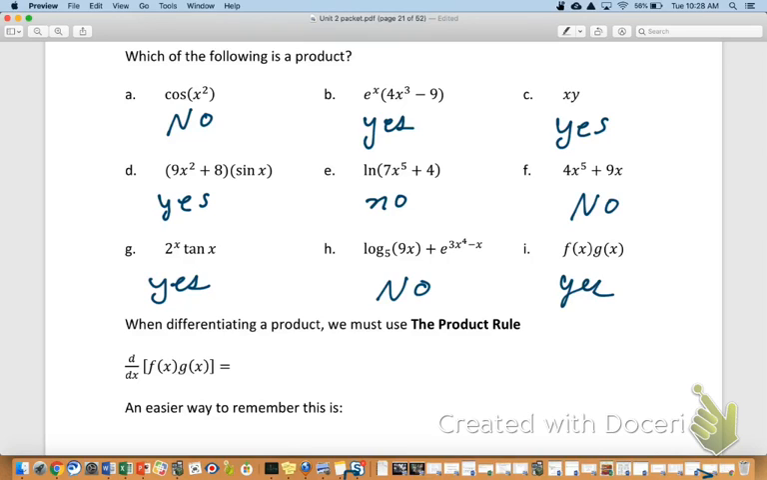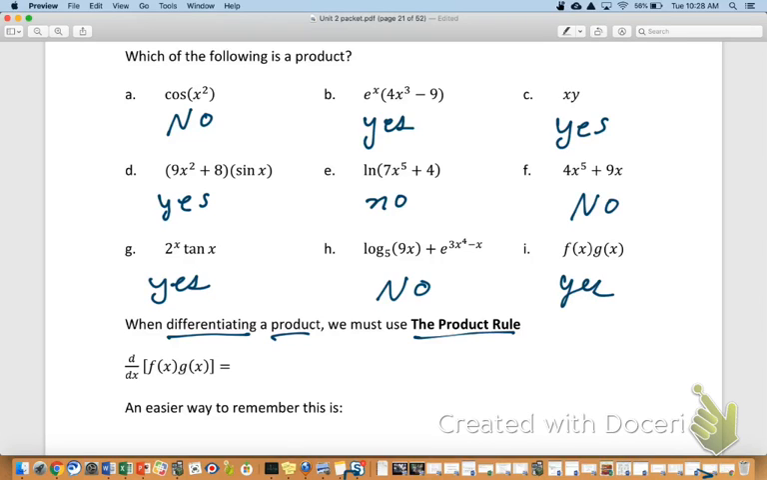Okay. So assuming that you were able to track and get all those correct, I would say you have the first, and for a lot of folks, the most difficult step handled. And it's the recognition or the identification of whether something is or is not a product. And we're going to be focusing on products here. So this is where Nate kind of landed. If we are differentiating a product, we have to use something, amazingly enough, called the product rule.